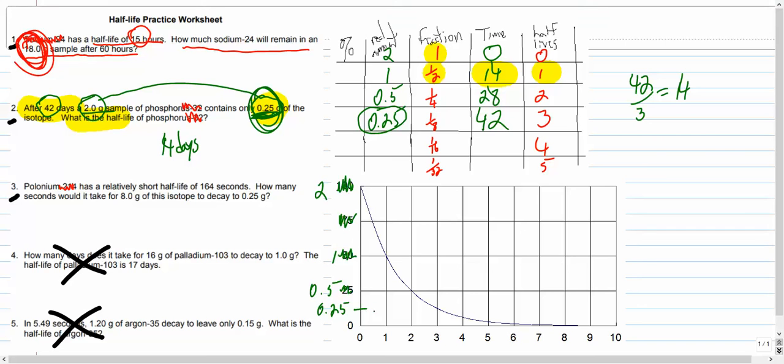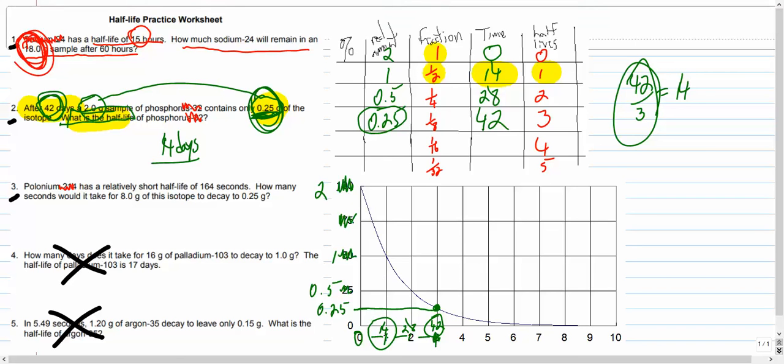So how many times, or what gets us to right here? What gets us to this point? This was the 42 days, right? 42 days went by, so this is 42 days right here. So 0, 1, 2, 3 divisions. So we've got 1, 2, 3 chunks of line to get to 42. Well, 42 divided by 3 is 14, so this graph must be counted out by 14s. So 14, 28, 42. The question says, how long is one half-life? So one half-life was 14 days.